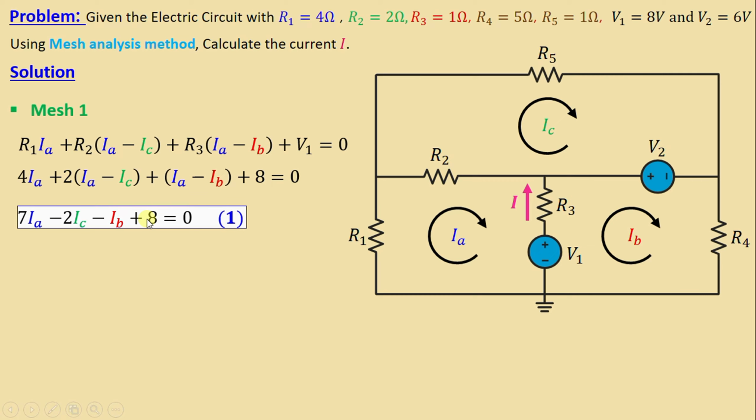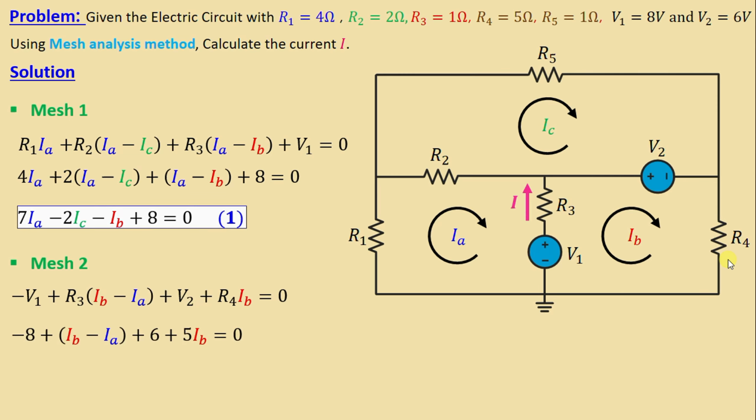After we finish from mesh 1, we go now to mesh 2. By applying KVL in mesh 2, we can write negative V1 plus R3 (IB minus IA) plus V2 plus R4 IB. By replacing the resistors and voltage with their numerical values, we obtain negative 8 plus (IB minus IA) plus 6 plus 5 IB is equal to 0. If we continue simplifying this equation, we have negative 2 minus IA plus 6 IB is equal to 0.